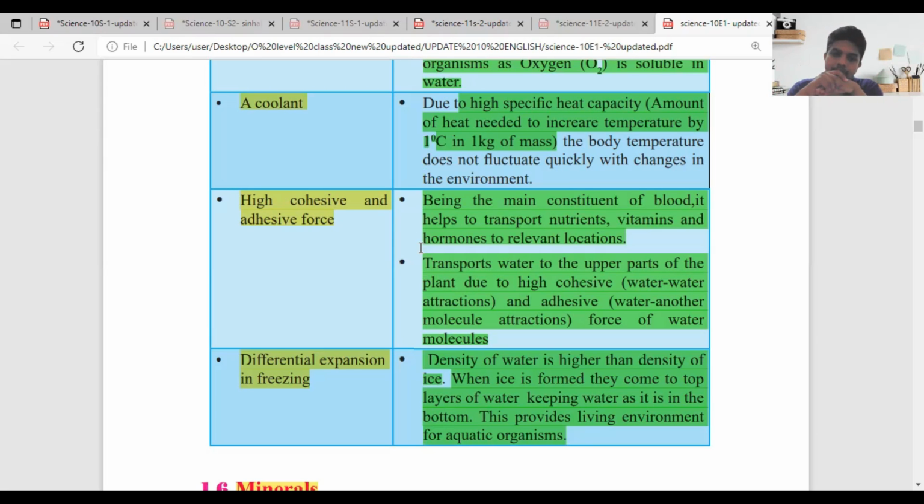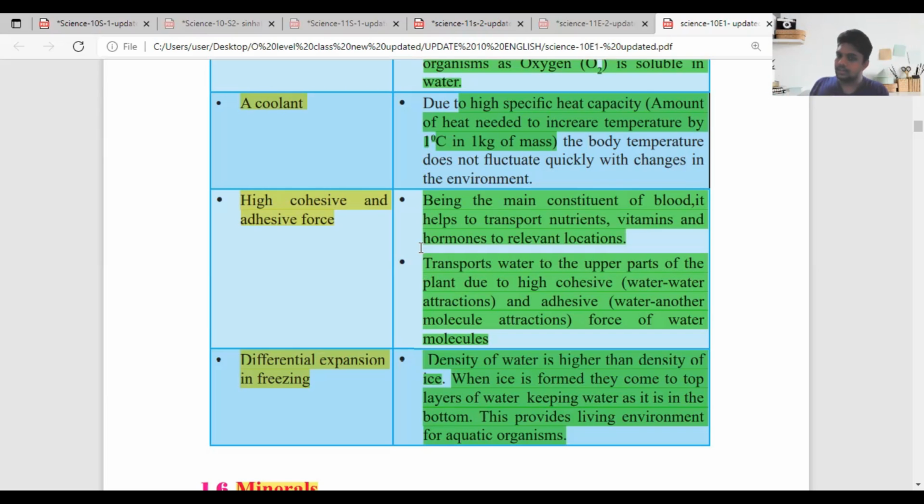When we come to the plants, the water is normally absorbed from the root cells. Then it should be transported to the upper parts, to the fruits, to the flowers or the growing ends, all these parts. It reaches the upper parts of the plant due to the high cohesion. Cohesive means the attraction between the same particles, the same materials or the same compounds. Water attracting water is a cohesive attraction.